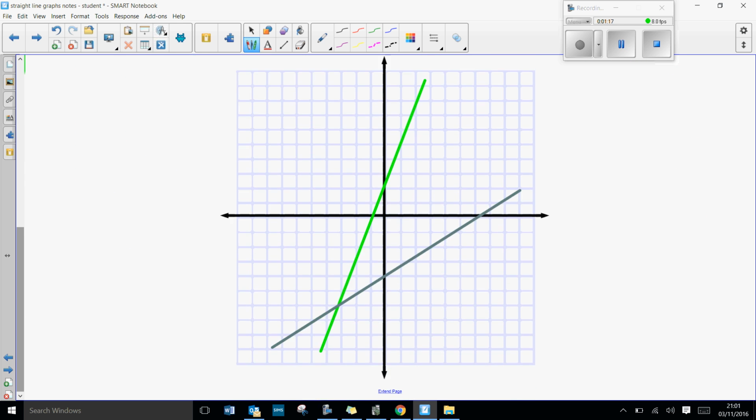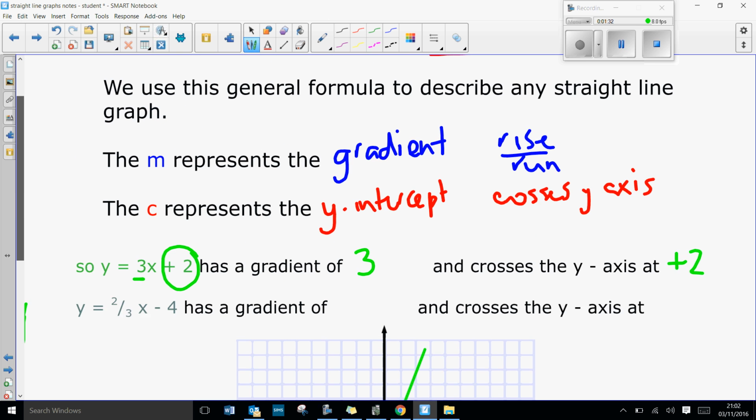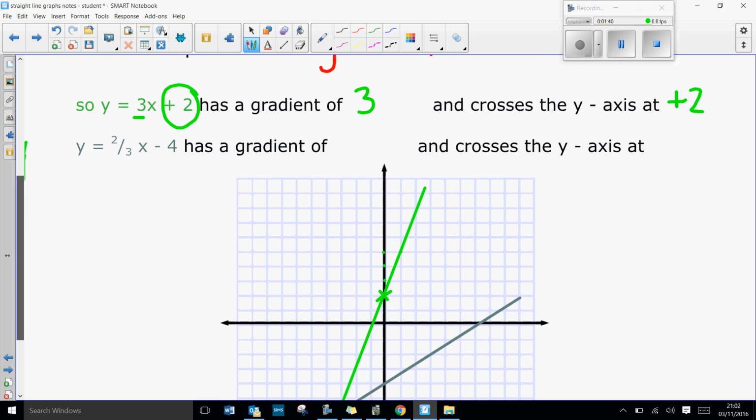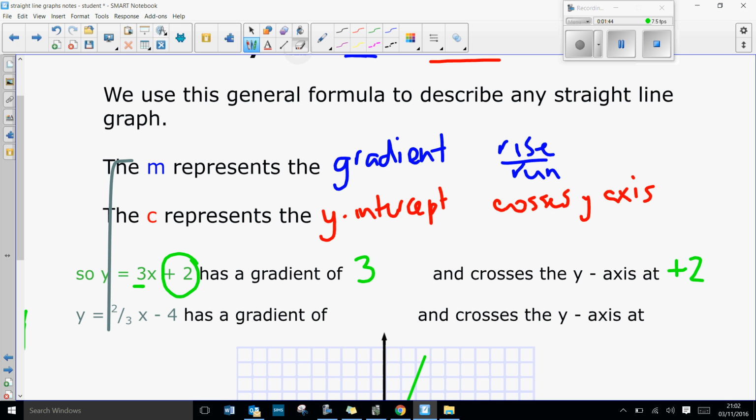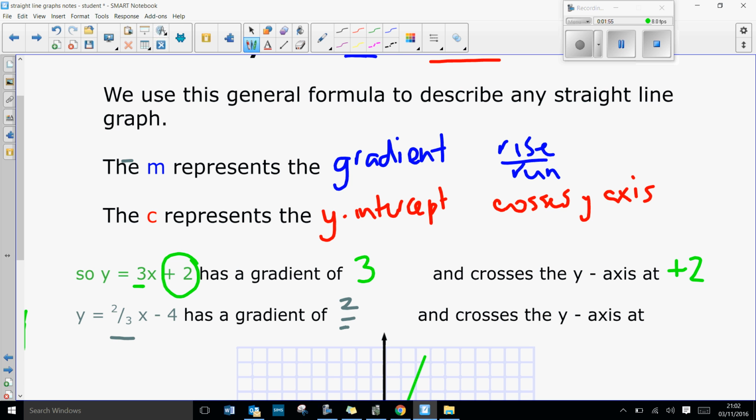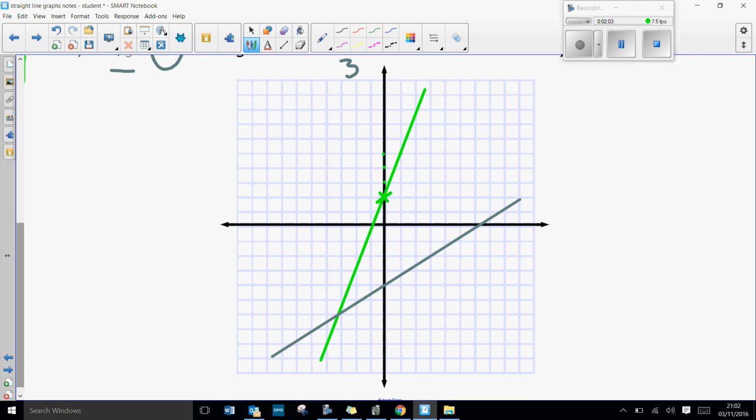We are expecting it to cross the axis at 2, which it does, and have a gradient of 3 over 1. 1, 2, 3, 1. There we go. Our second example, y equals 2/3 x minus 4. So this time the gradient is 2/3, and it crosses the y-axis at -4. And again, let's just double check. We can see it crosses at -4 and has a gradient of rise 1, 2, run 1, 2, 3.